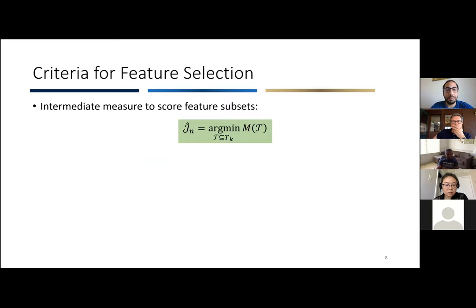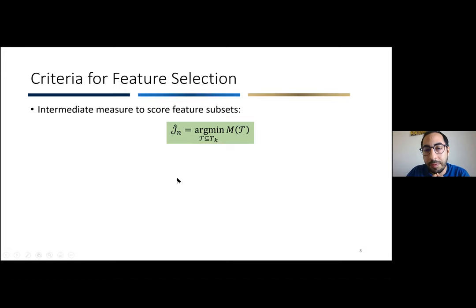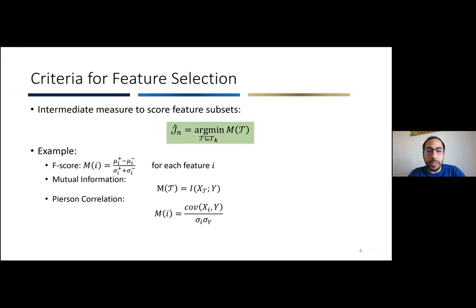So with that, we can formulate the feature selection problem as follows. It's the following minimization problem, where here I have M. M is the measure that we design, and T_k is the collection of feature subsets that we are going to take the minimization over. That more or less represents the action of the search algorithm, and M is the measure that is going to be used. And then we have J hat N, which represents the selected feature subset, which of course depends on the training samples. So with this setup, we can write some well-known feature selection measures, for instance, F-score, or mutual information, or Pearson correlation, and these kinds of measures.